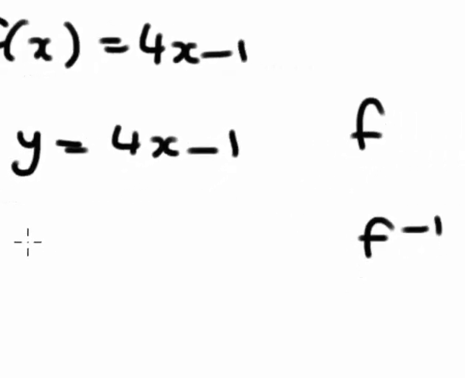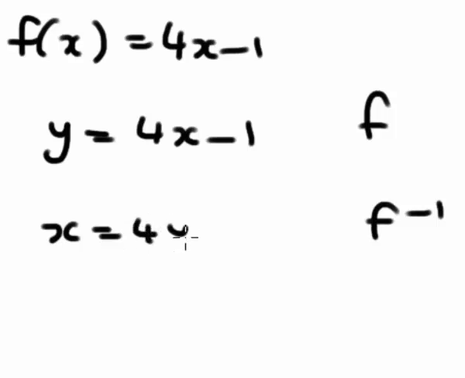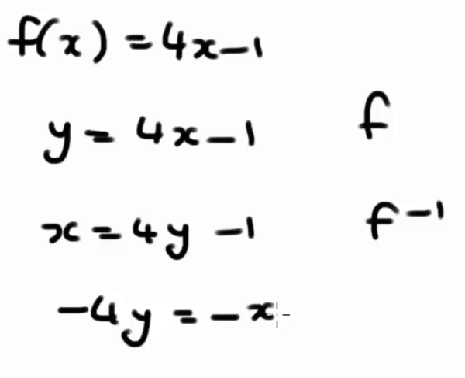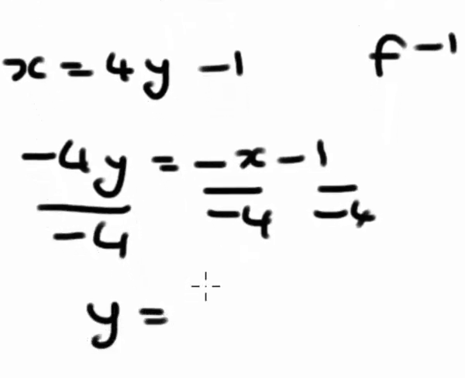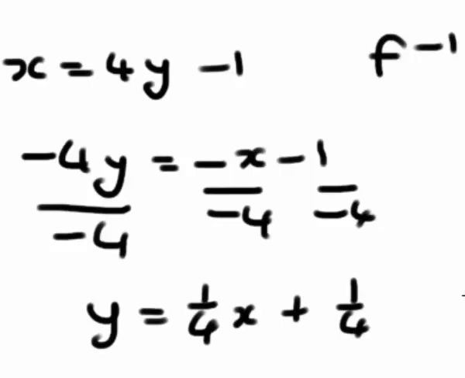Getting the inverse, you interchange the x and the y. Righto, so you get -4y = -x - 1. Divide everybody by -4, and let's see what we get. We get y = 1/4 x + 1/4. Okay, so there's the graph.